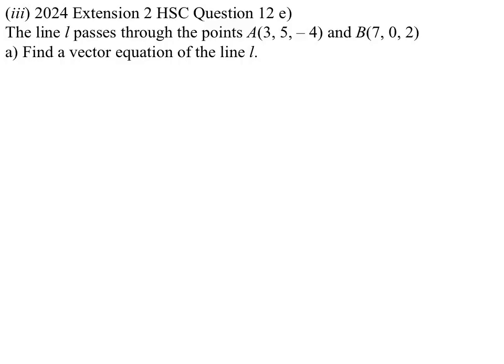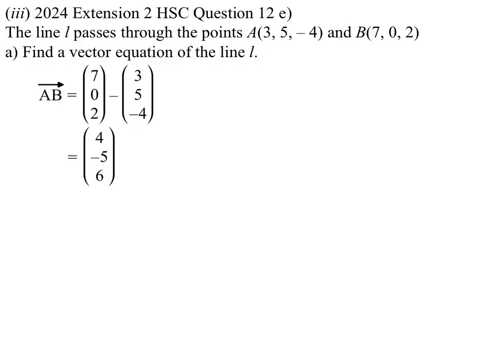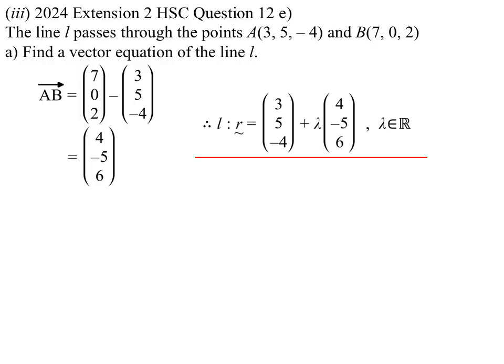Find the vector equation of the line. So it starts off, okay, find the vector equation. I need to work out the direction vector, so 4, -5, 6, but there it is. Pick either of the points. I chose 3, 5, -4.